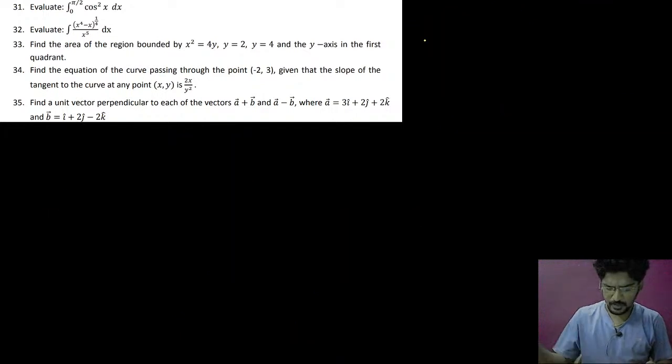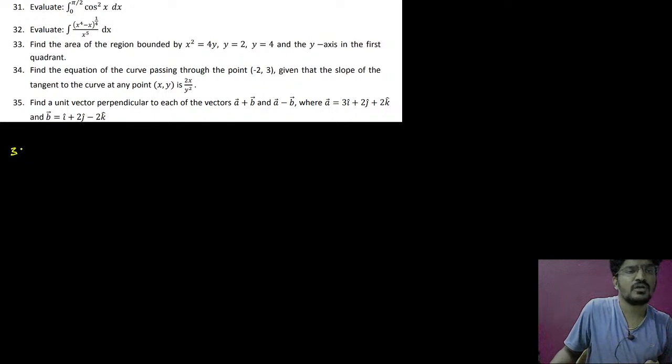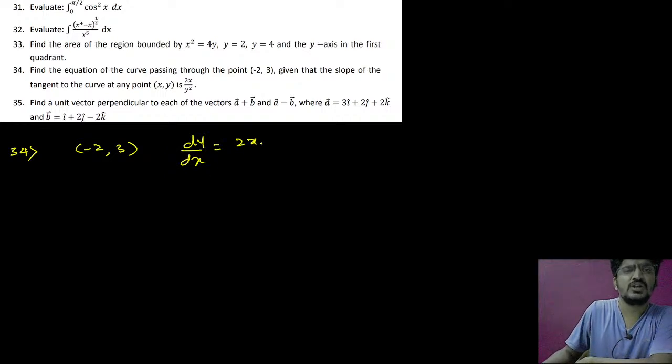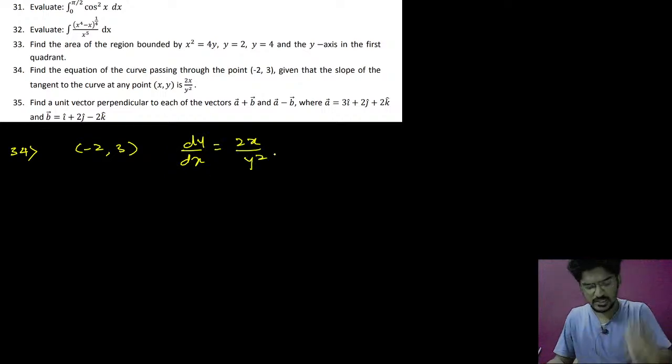Now I can go for problem number 34. That is, find the equation of the curve passing through the point (-2, 3). So this is also again repeated. Given that the slope of the tangent, that means dy by dx, is equal to 2x by y square. See, this is also repeated.